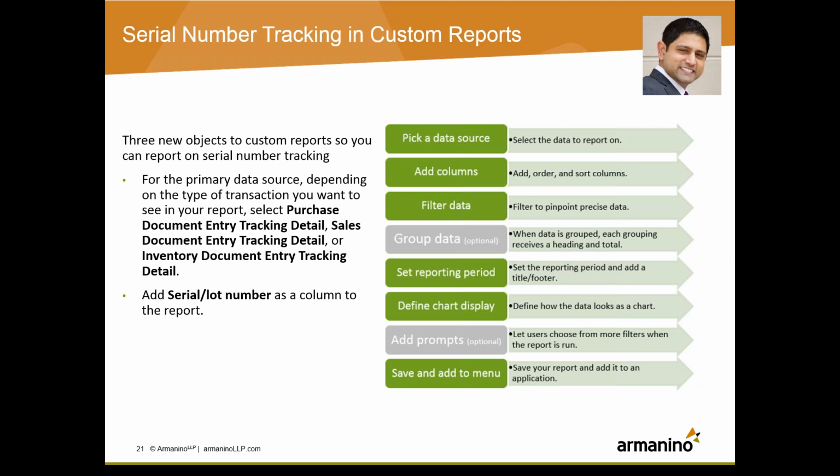The left-hand side just kind of exposes the different objects. So purchase document entry tracking detail, sales document entry tracking detail. Those are a few of the new objects that were released to give you access to maybe you have a serial number or a lot number for each of your inventory items that you actually want to report off of.